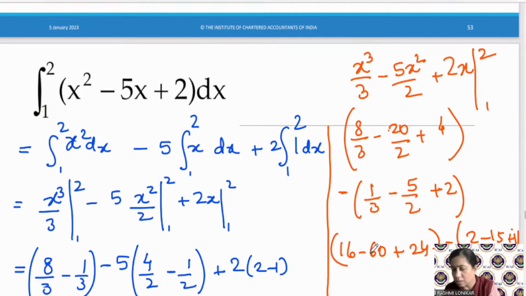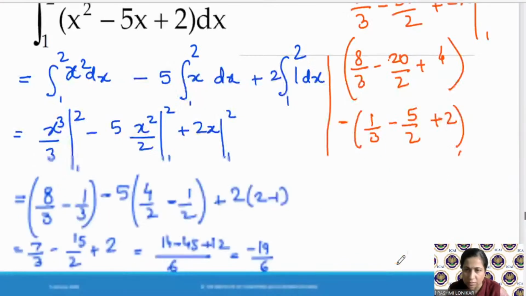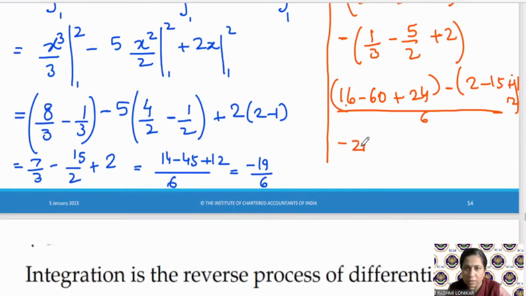So how much is this? The whole thing is upon 6. So 60 with a minus sign plus 16 plus 24 is minus 20. Minus 20 minus of how much? 15 to minus 15 plus 12, which is equal to minus 1. Minus 1 into minus 1 becomes plus 1 upon 6, which is equal to minus 19 upon 6.